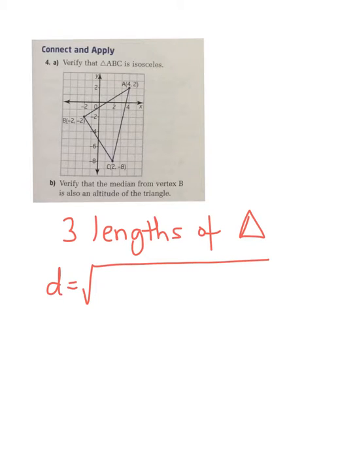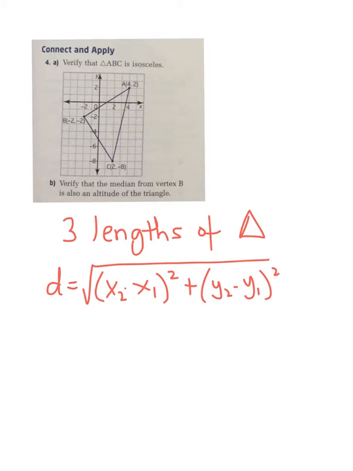Question 4, verify that ABC is isosceles. Well, how do you do that? You find the three lengths of the triangle using the distance formula, and of course d equals the square root of x2 minus x1 squared plus y2 minus y1 squared. Okay, find the three lengths, and isosceles will be at least two of them the same. So if two of them are the same and the third isn't, it's still isosceles. If all three are the same, it's still isosceles, but it's also equilateral.